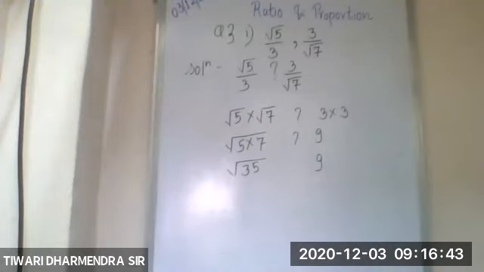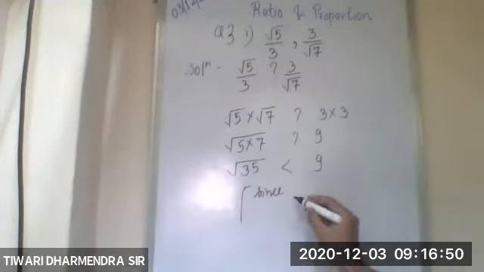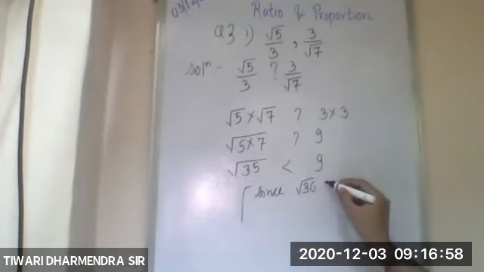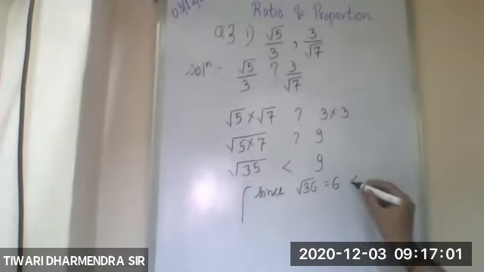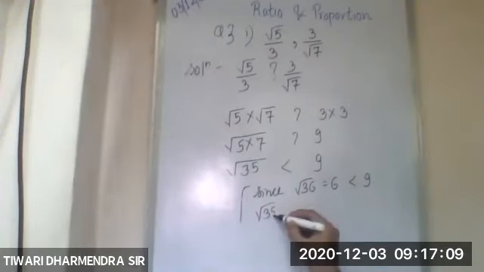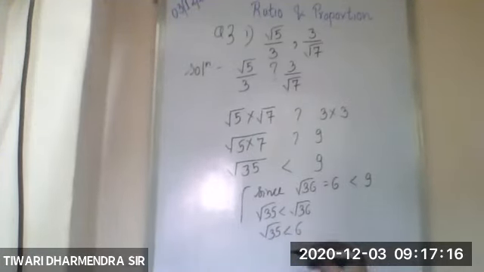Now we know that this is obviously less than 9. Why? Give the reason: since root of 36, which is greater than root of 35, is 6, and 6 is obviously less than 9. So root of 35 is less than root of 36. Root of 35 is less than 6, and any number which is less than 6 will obviously be less than 9. So from here we conclude that root of 35 is less than 9. Done. So the first problem is done.